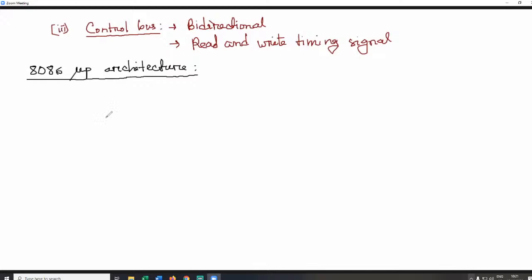Okay, so what is 8086? The 8086 processor is nothing but a CPU, right? We already know that. So the 8086 microprocessor is nothing but a CPU. Okay, that is the number one point.